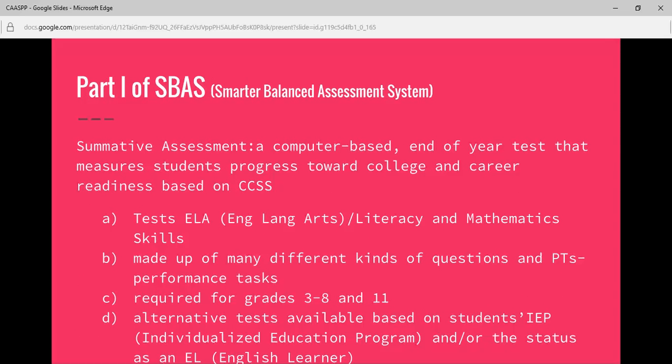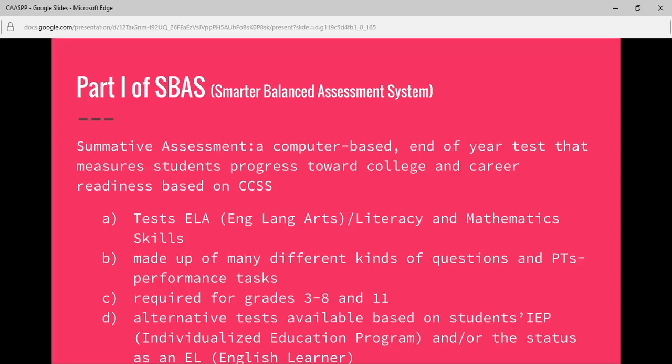So there are three parts of the Smarter Balanced Assessment System. First, what we are all familiar with is a summative assessment. This is what the STAR test used to be, an end-of-year assessment. However, this summative assessment measures student progress towards college and career readiness based on Common Core state standards. This test assesses English language arts in literacy and mathematics skills, and it is made up of a wide range of question types, unlike the STAR test, which was mostly multiple choice.